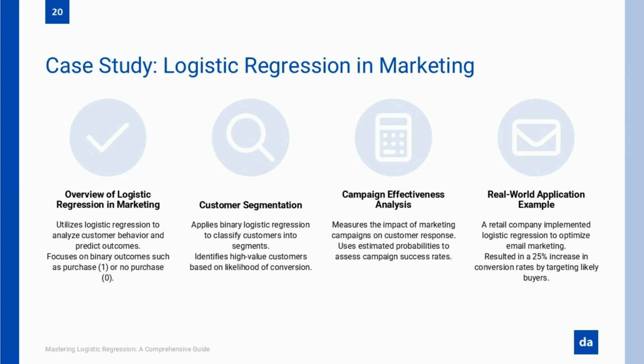Now, we train our logistic regression model. It learns which factors are most important in determining whether a customer will buy. And here's where things get interesting. If email open rate has a high positive coefficient, it tells us that customers who actually open the email are much more likely to purchase.